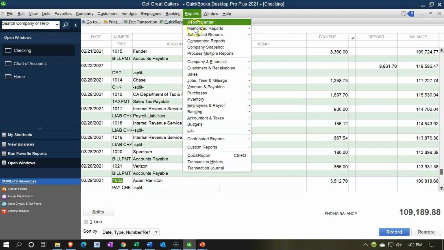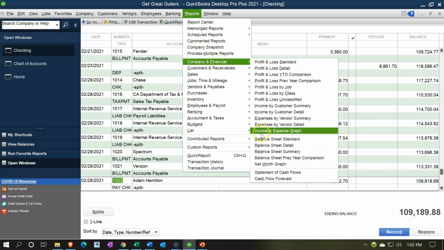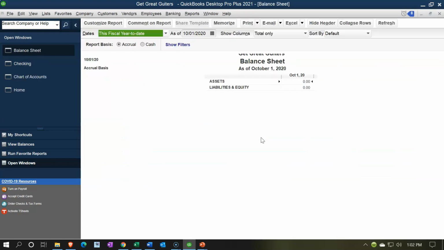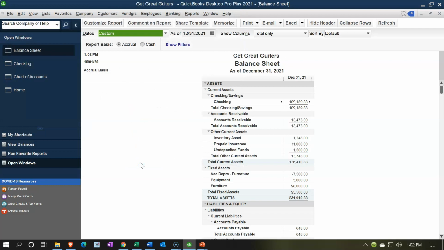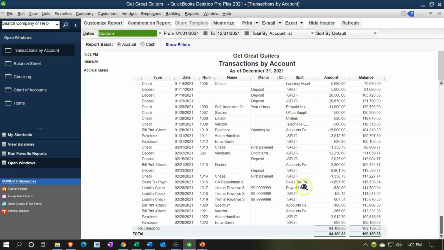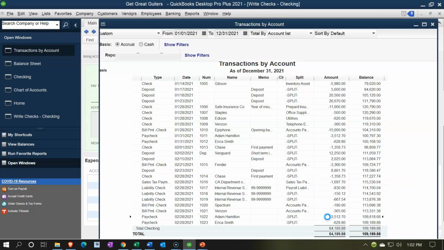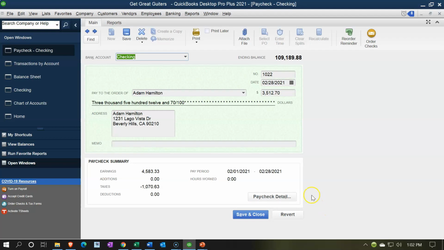We're going to go to the reports up top, company and financial, take a look at the balance sheet. So on the balance sheet, we'll customize it and change the dates from 01/01/21 to 12/31/21, and then OK. Checking account, double clicking the checking account, we can see the checking account is going down by these 2 paychecks, but they're going down by the net check, of course. If I double click on it, they're going down by the net check, not the total earnings.